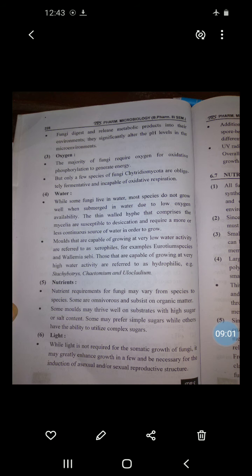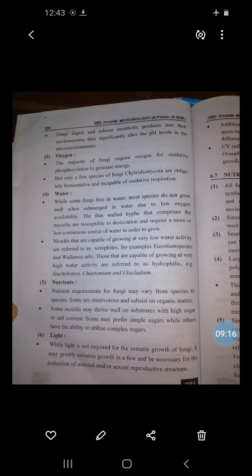Then the thin-walled hyphae that comprise the mycelia are susceptible to desiccation and require a more or less continuous source of water for their growth. Molds that are capable of growing at very low water activity are referred to as xerophiles.